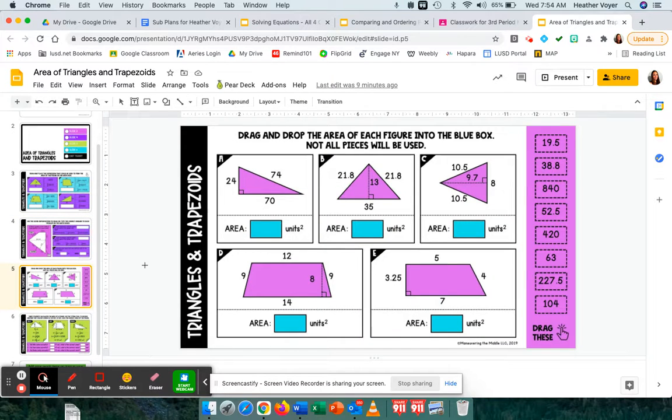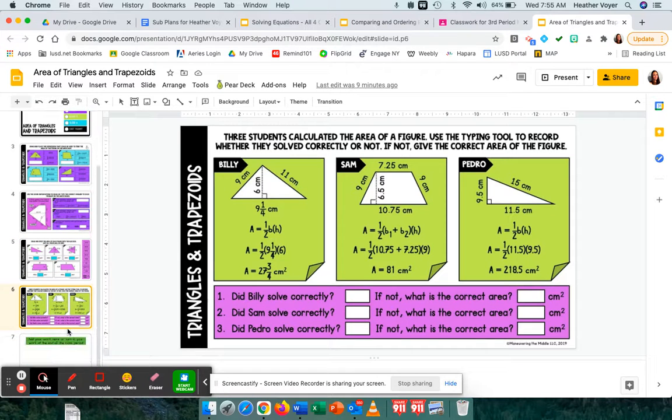Moving on to slide 5 here, it says to drag and drop the area of each figure into the blue box. Not all pieces will be used. So over here on the right hand side, you see that there's multiple answers. What you guys will do will be to calculate the area of these shapes, and then you'll pick the correct answer and drag it over into the blue boxes. Last slide here that you'll work through will be these 3 students have already calculated the area of their polygons here. Your job will be to figure out if they are correct or if they're not correct. If they are not correct, then you will calculate to figure out what actually is the area, and you'll type the answer in the white box.